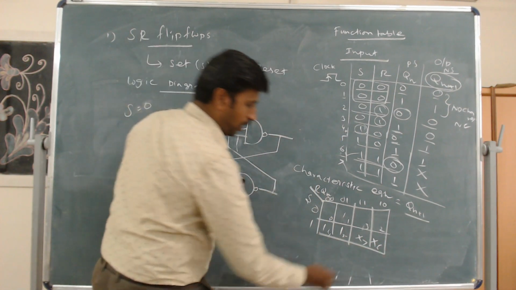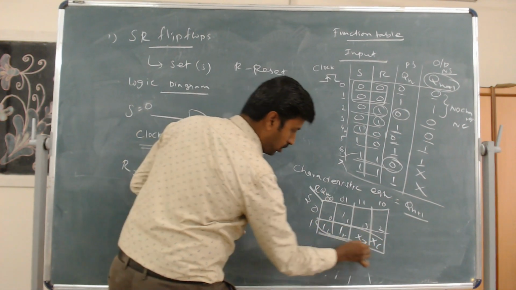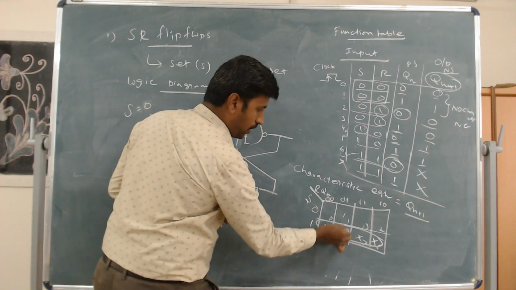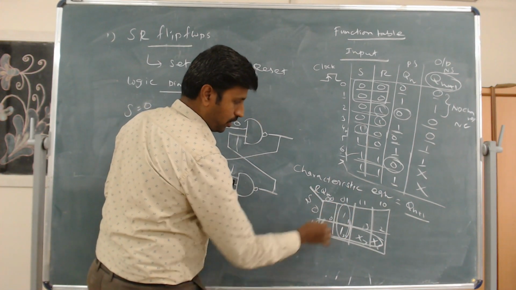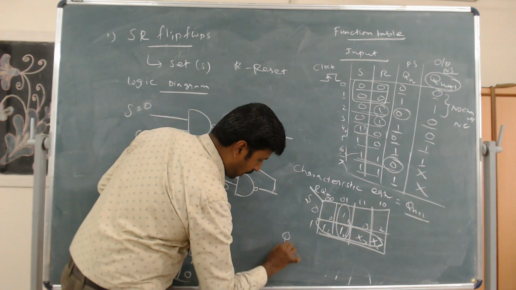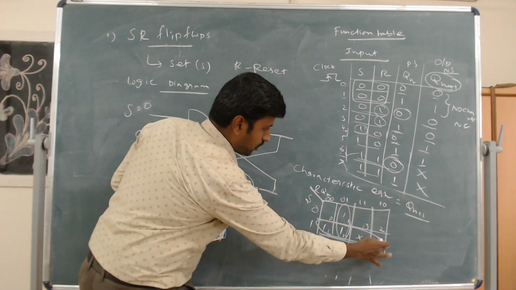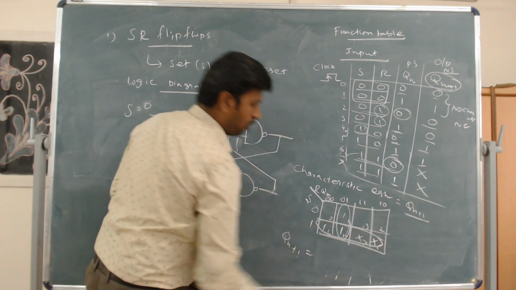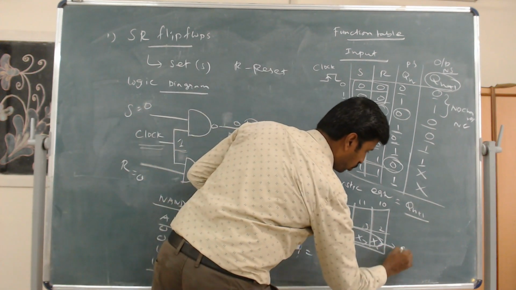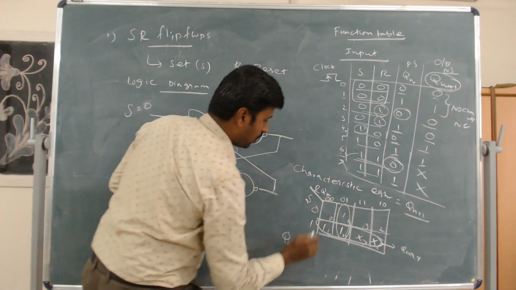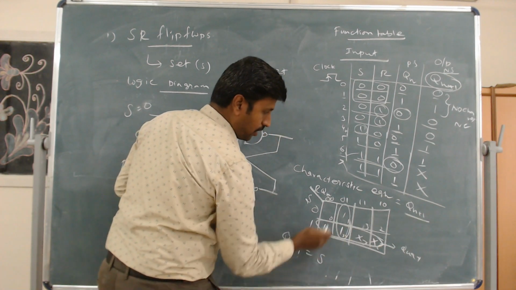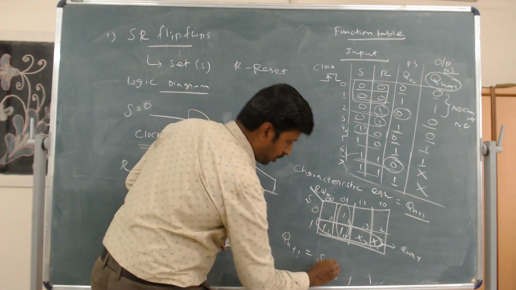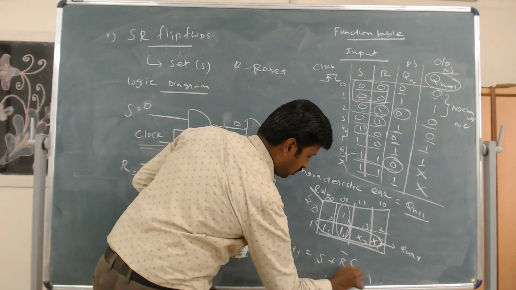When we group here, a quad of 4 combinations is possible, so the 4 cells are grouped. And 1 and 5 are grouped as a pair. So what will be the equation for Q of n plus 1? I am writing here: for the quad group it will be S. For the pair group of 1 and 5, it will be S R dash Q of n.